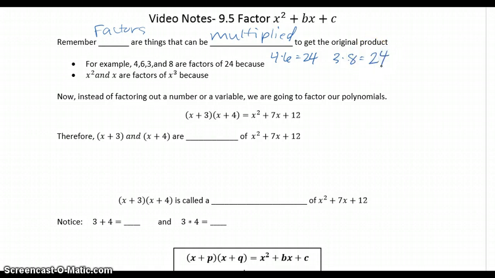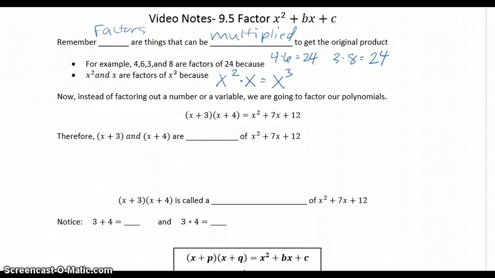We can also find variable factors. x squared and x are factors of x to the third because x squared times x multiplied together gives us x to the third. So what we're going to be doing is instead of factoring out a number or a variable, we're going to factor out polynomials from a larger polynomial.